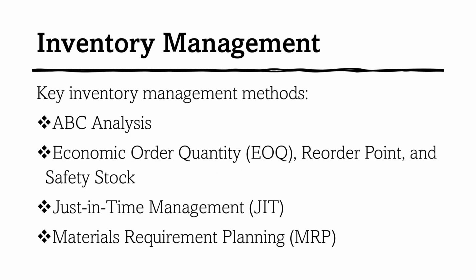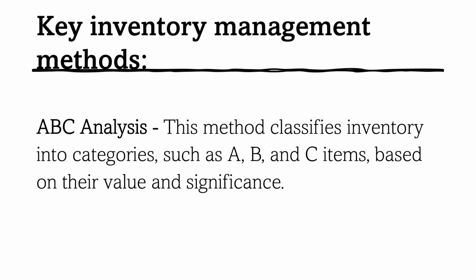Key inventory management methods: ABC analysis, economic order quantity or EOQ, reorder point and safety stock, just-in-time management or JIT, and materials requirement planning or MRP. ABC analysis. This method classifies inventory into categories such as A, B, and C items based on their value and significance. Ang mga A items ay mataas ang halaga or high-valued items na nangangailangan ng masusing monitoring, habang ang mga C items naman ay mas mababa ang halaga at hindi nangangailangan ng malaking atensyon.